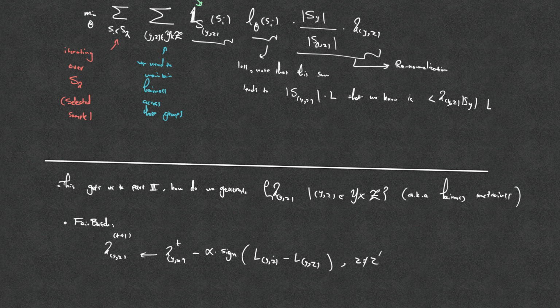Now we get to part 3, which is how should we estimate these lambda y, z's. One possible option is this sign-based negative direction of the L y, z prime minus L y, z for the z primes that are not z, and updating this fairness constraint in the next epoch based on that. For more details, please refer to the paper of FairBatch.